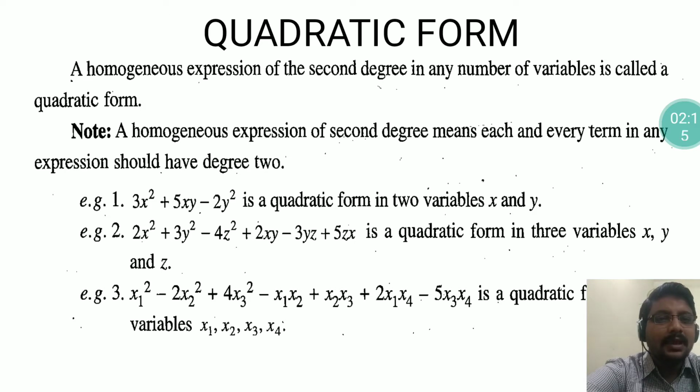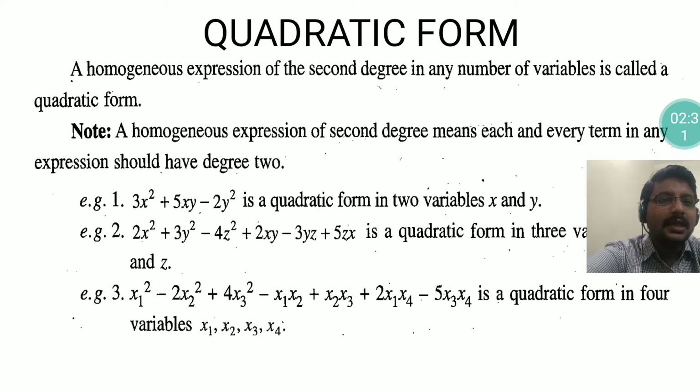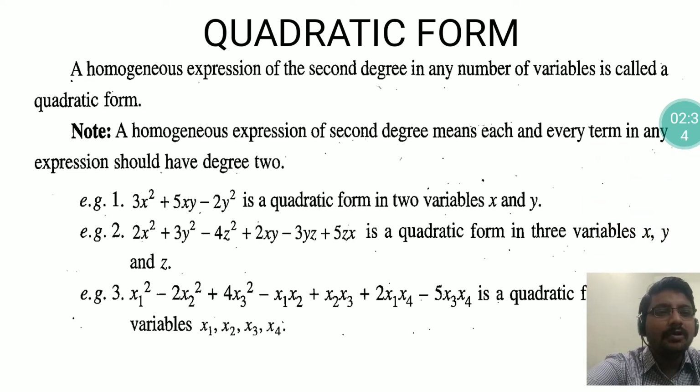Example 3, x1² − 2x2² − x1x2 + x2x3 + 2x1x4 − 5x3x4. It is also a quadratic form in four variables. x1, x2, x3, x4 are four variables. So any number of variables can be used. But each and every term having the same degree 2, then it is called quadratic. Quadratic means degree 2, quadratic form.